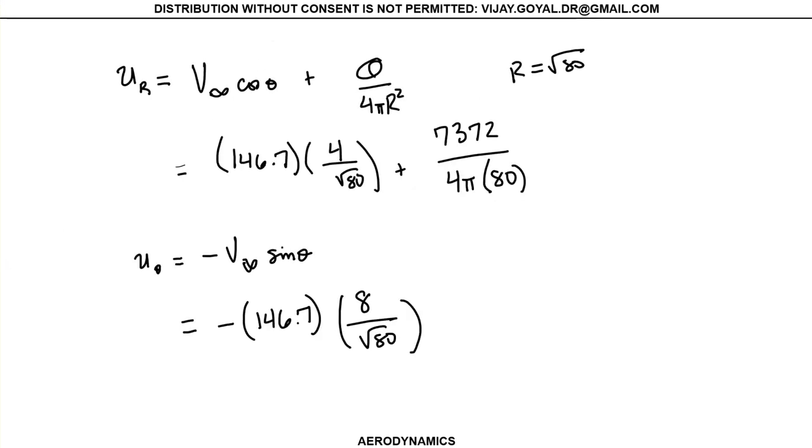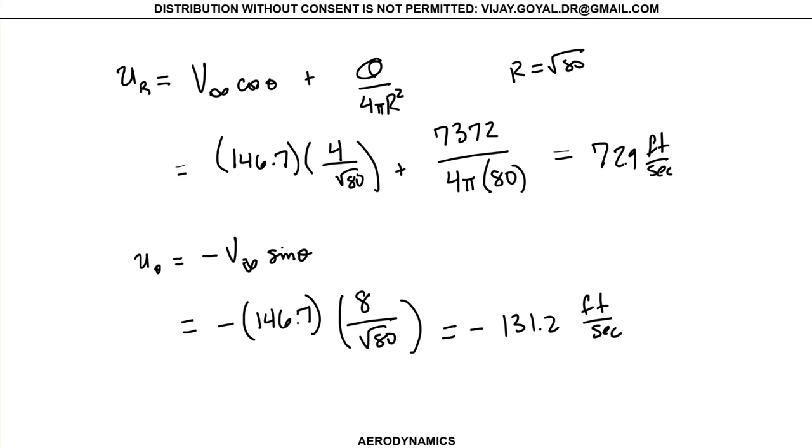So you evaluate this, and this gives you, I'm sorry, this gives you 72.9 feet per second. And this gives you minus 131.2 feet per second.